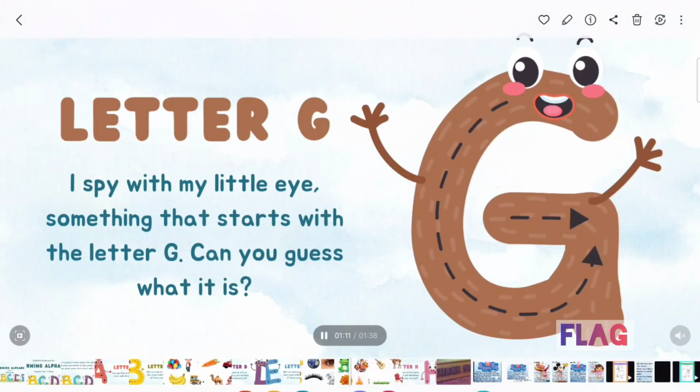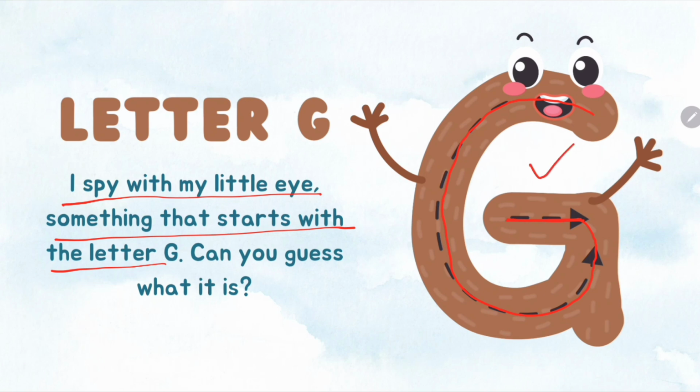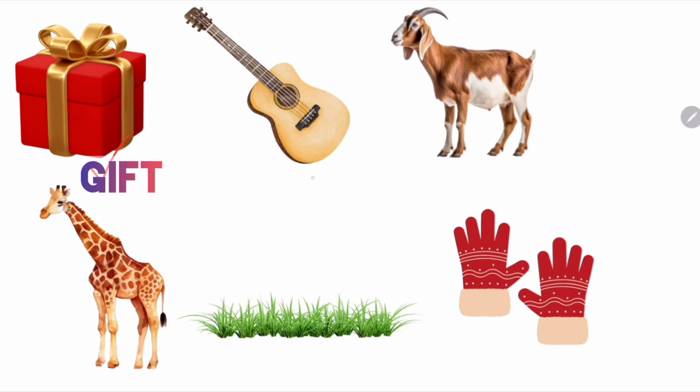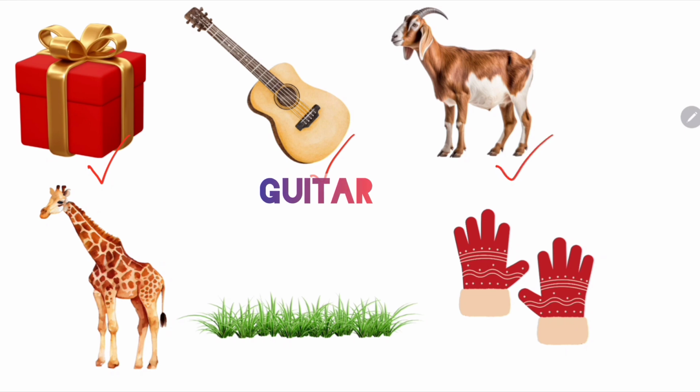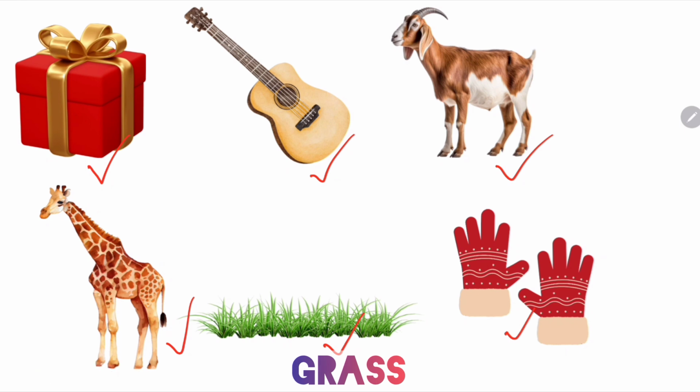Okay. Now comes letter G. Write the letter G. Draw a curve like C. Then join this by tracing one sleeping line. I spy with my little eye something that starts with the letter G. Can you guess what it is? So tell me, what are the words or objects that start with letter G? G for gift, guitar, goat, giraffe, grass, globes. Okay.